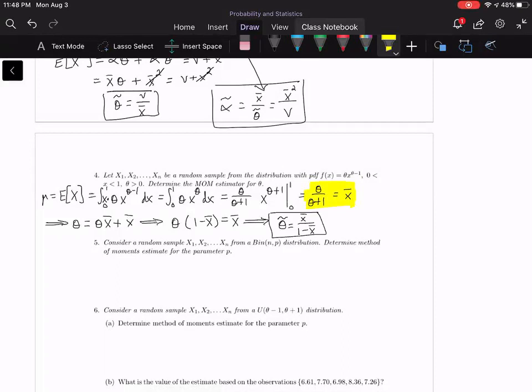Oh, you multiply x bar by the denominator. Okay, so that gets you here. And then what? Oh, wait. Oh, okay. I think I get it. You see it? All right.